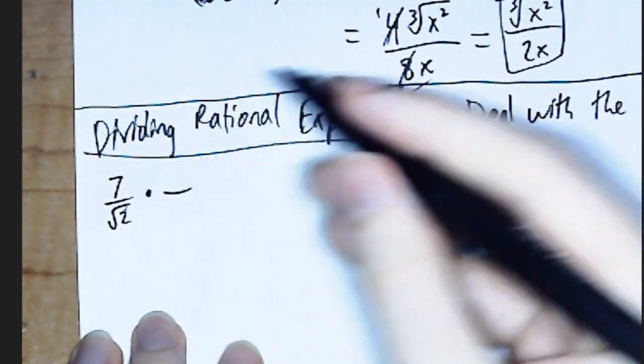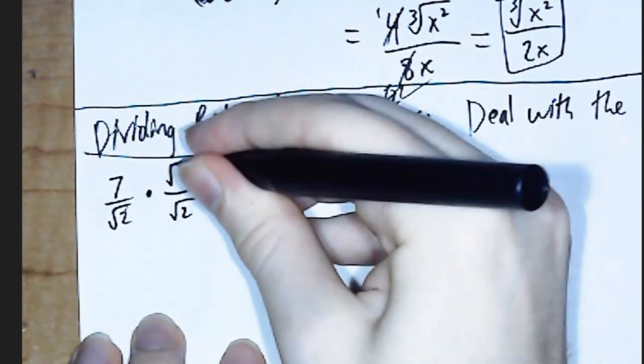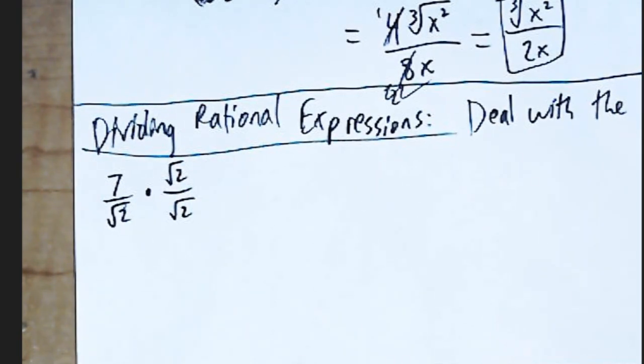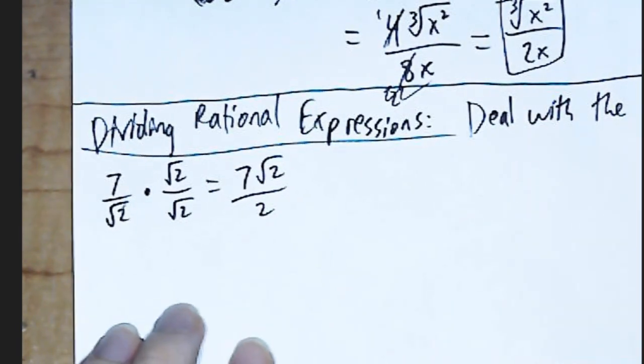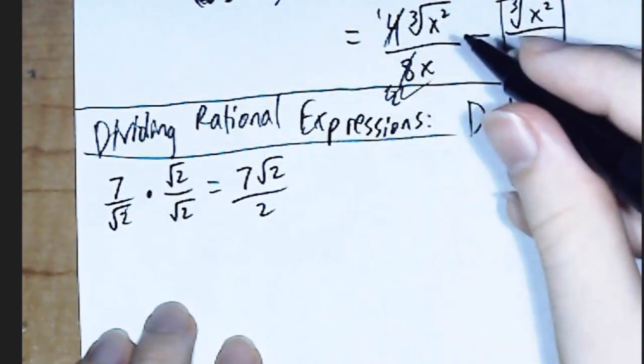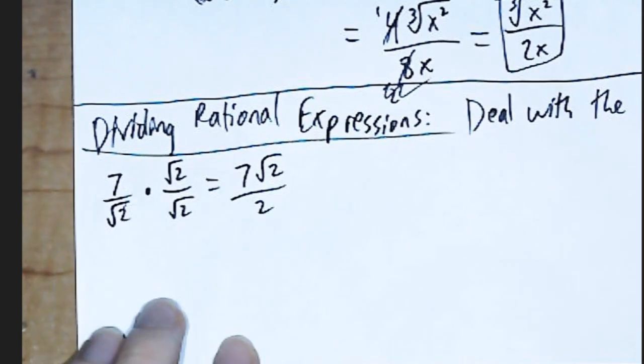In this case, this is a square root, so this is easy. We can do square root of 2 over square root of 2, and we end up with 7 square roots of 2 over 2. We can't simplify 7 over 2. We can't simplify the square root of 2. We're done.